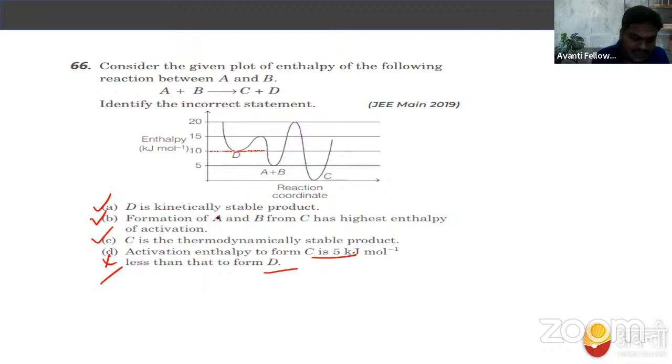the correct statement is: activation enthalpy to form C is 15 kilojoule. Right. What is the activation energy to form C? This activation energy to form C is around 15 kilojoule per mole, more than the 5 kilojoule per mole that is required to form A plus B. So how much was needed to form A plus B? 5 plus 5 kilojoule was needed. And how much energy do we need to form C? Around 15 kilojoule of energy is needed. That's why this is a wrong statement. Clear?